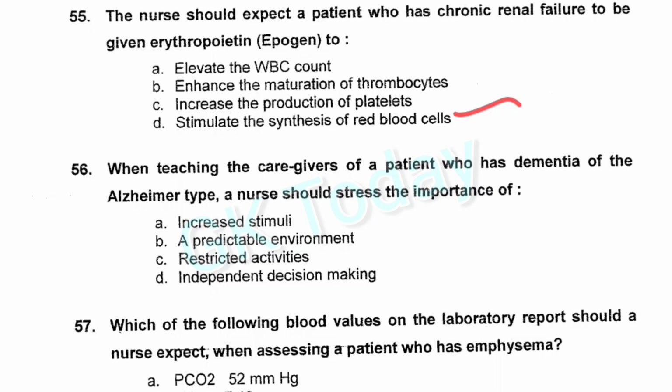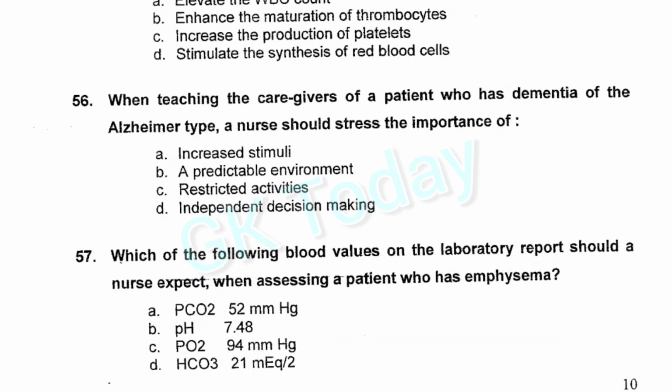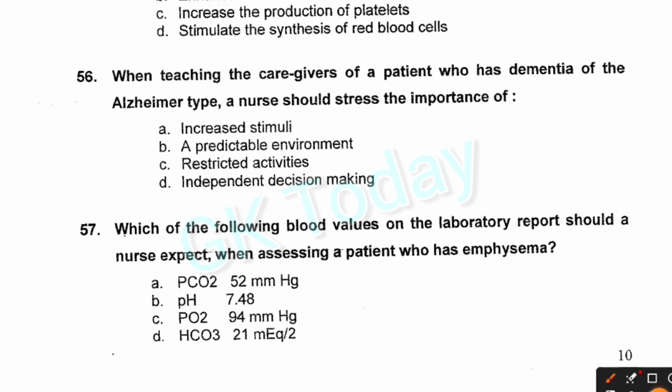Question number 56. When teaching the caregivers of a patient who has dementia of the Alzheimer's type, a nurse should stress the importance of, correct answer is option B, a predictable environment. Question number 57. Which of the following blood values on the laboratory report should a nurse expect when assessing a patient who has emphysema? Correct answer is option A, PCO2 52 mmHg.